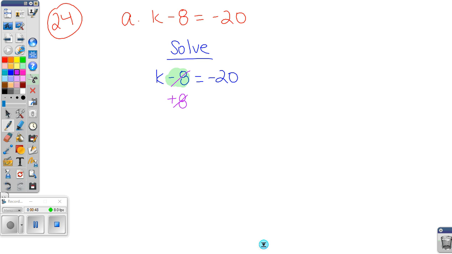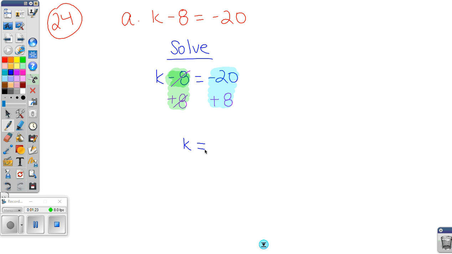Now, in order to maintain the equality, you have to add 8 to the other side of the equal sign. Please notice how I'm showing my work. I have my numbers lined up so that the numbers being added together line up. Negative 8 plus 8 will be added together, and negative 20 plus 8 will also be added together. Now my variable is by itself, and that's what you're supposed to do when you're solving for something. So k is alone on the left side of the equal sign, and I just have to add what I highlighted in blue.